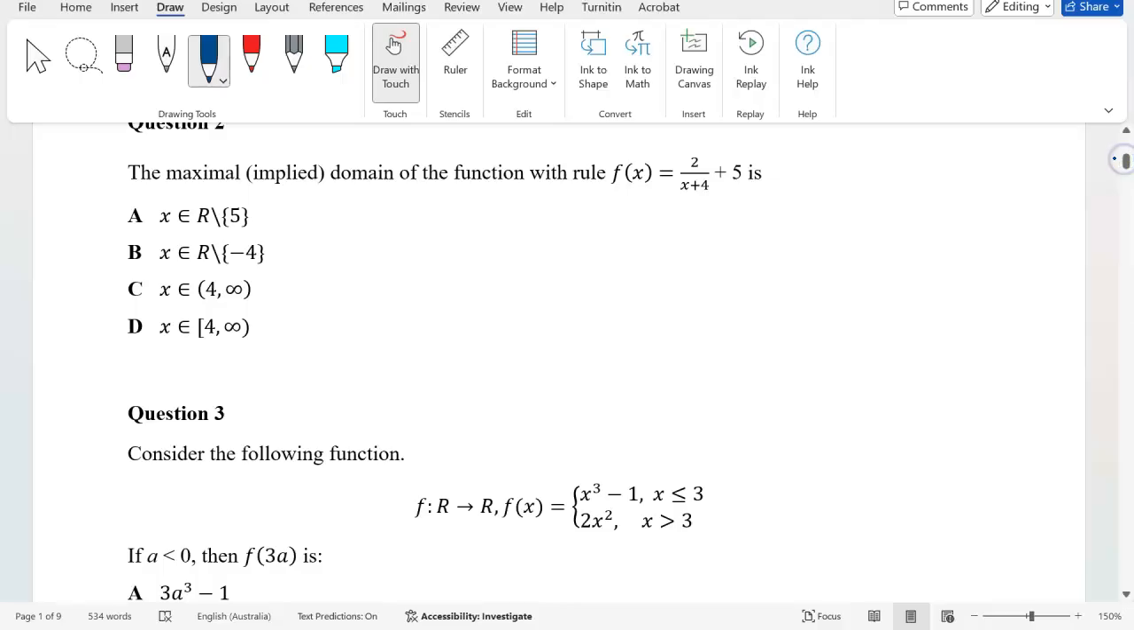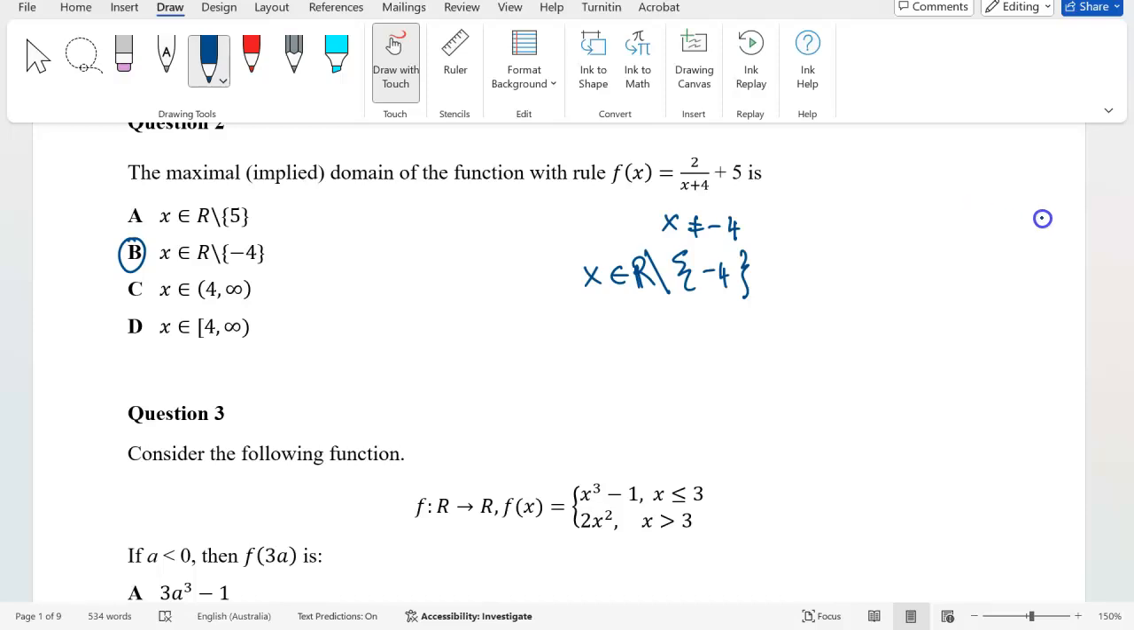Number 2, maximum implied domain. In this case your x cannot be negative 4, so your x should be a subset of the real numbers backslash curly bracket negative 4.